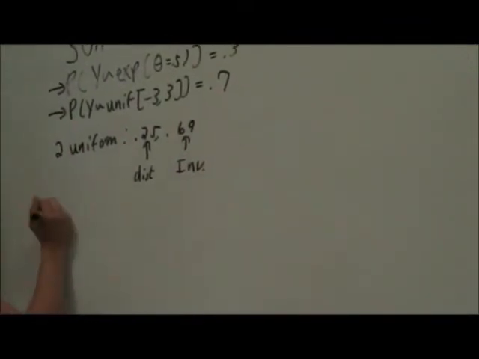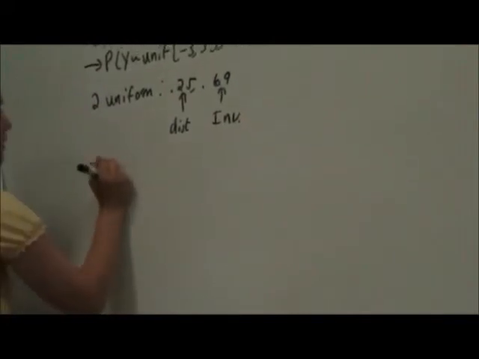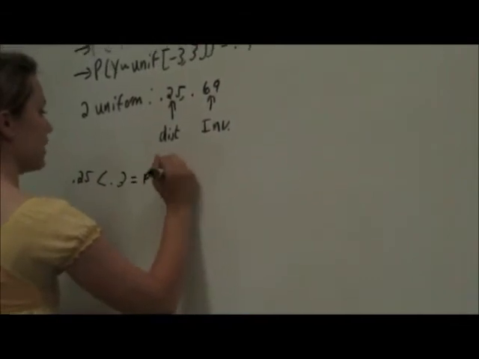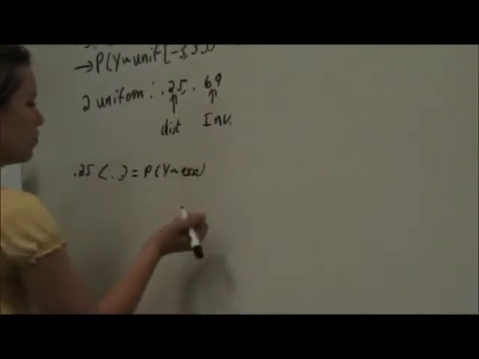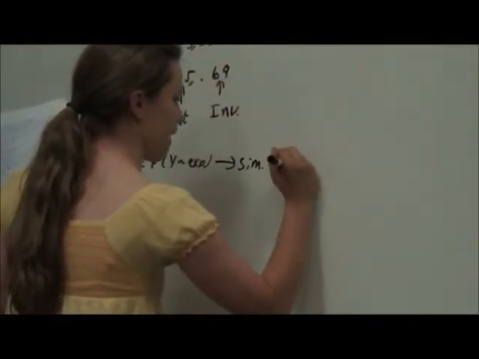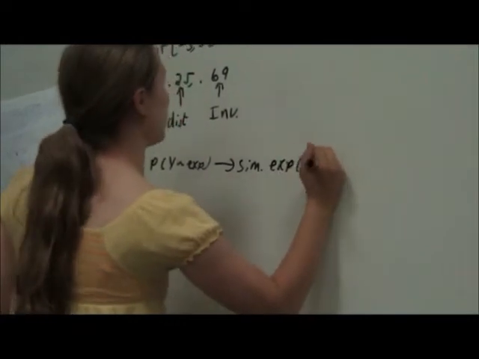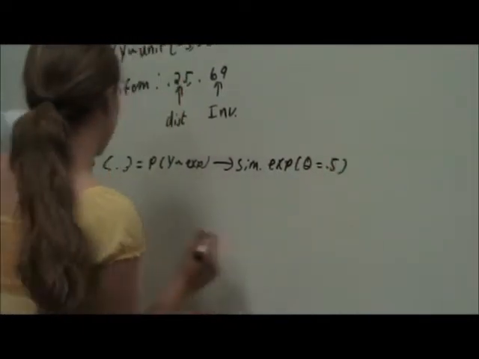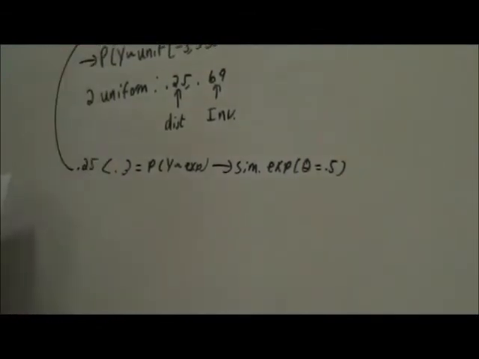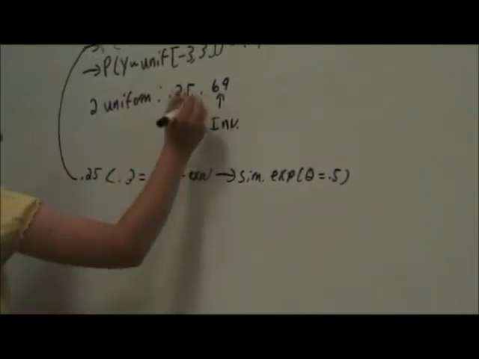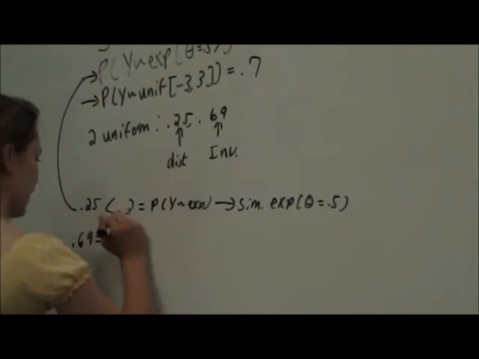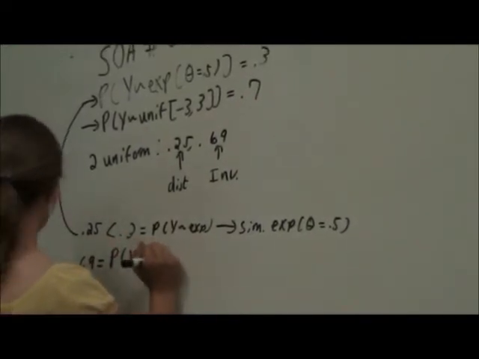For 0.25, since 0.25 is less than 0.3, which is the probability that y is an exponential distribution, we know that our value comes from the exponential distribution with parameter equal to 0.5. Now we just need to use the inversion method with this distribution. To do that, we say that 0.69, our second simulated value, equals the probability that y is less than or equal to x.